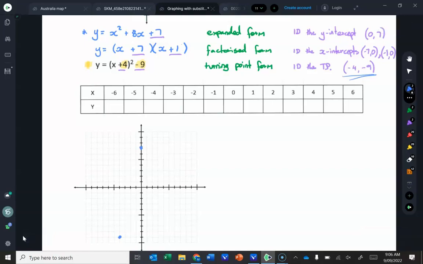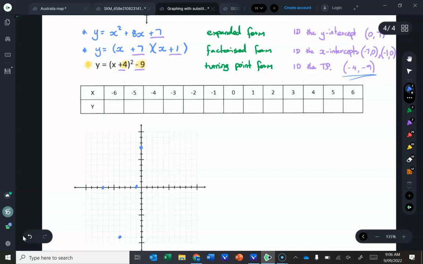And then if we have a look at this in factorized form, this is really handy because if we use null factor method, it tells us where it will intercept the x-axis. Remembering that those values are coming out of brackets, so they get reversed. We've gone through how that works properly in previous lessons, but for the purposes of this, that means that it's going to intercept at -7 and at -1.